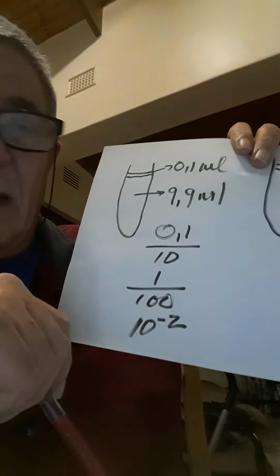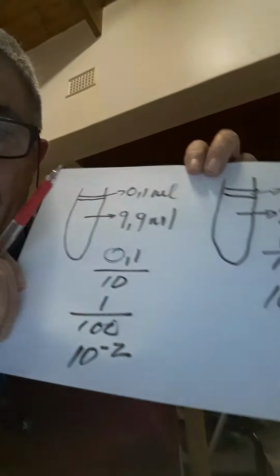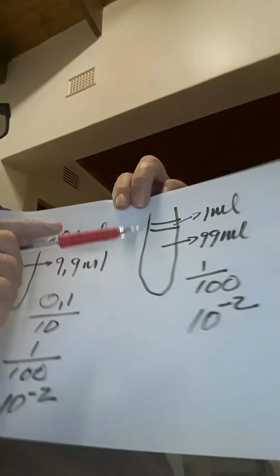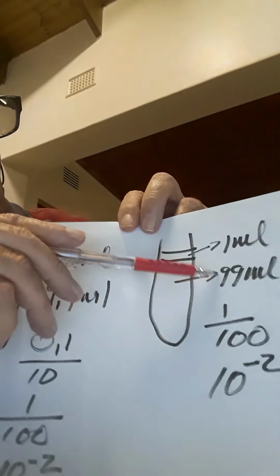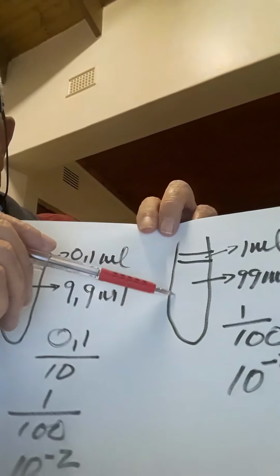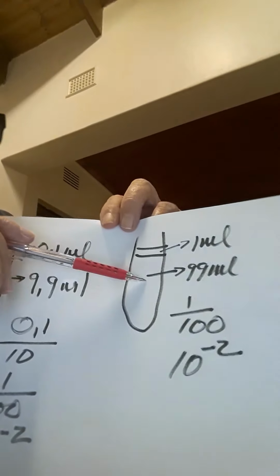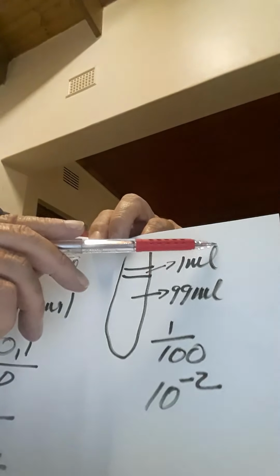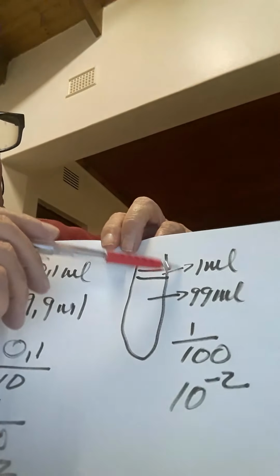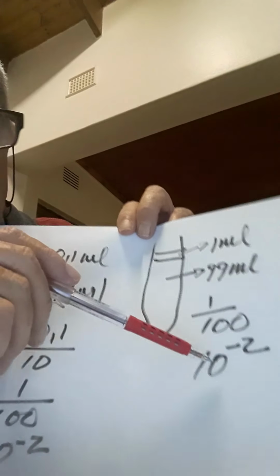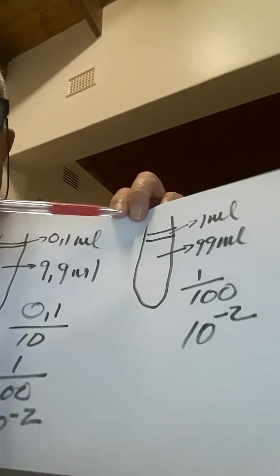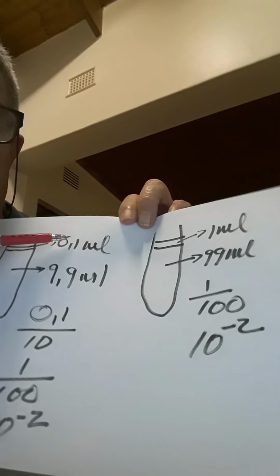So if they ask you to make a 10 minus 2 dilution, you can make it directly. There's another technique for making a 10 minus 2 dilution. Check here. I've got 99 ml sterile dilution water. I add 1 ml of the sample. This is the same as 1 over 100, and that is 10 minus 2 of the water sample.